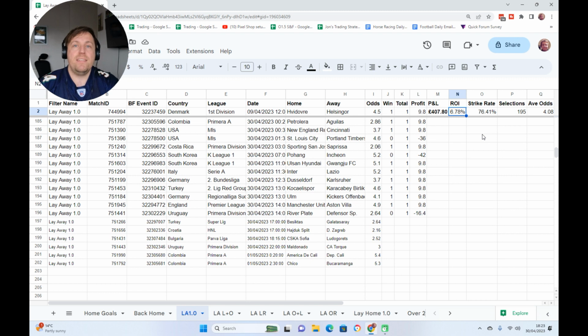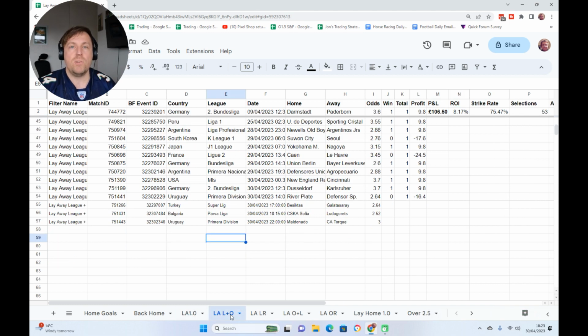Now, bear in mind, this is the 1.0 version. This is with no tweaks. So let's have a look how the strategies with tweaks have done. The first one is leagues plus odds. This is where I removed bad leagues, and then once the leagues were removed, I removed the games where the odds didn't match the odds range that was doing the best.